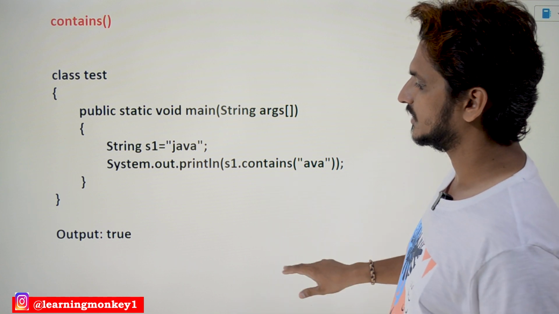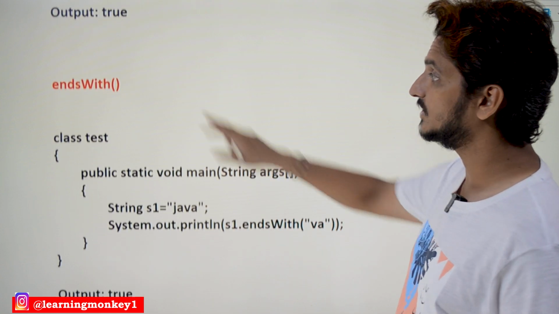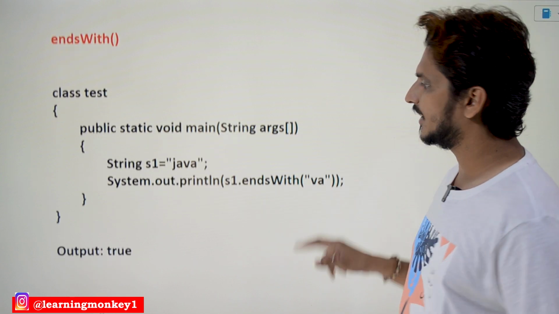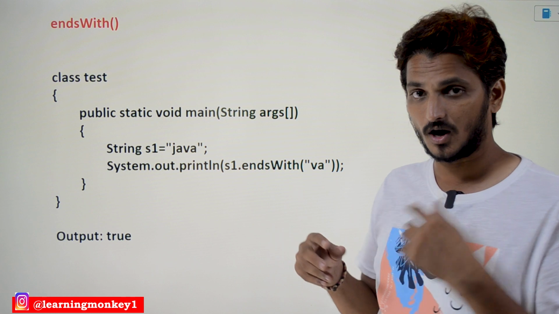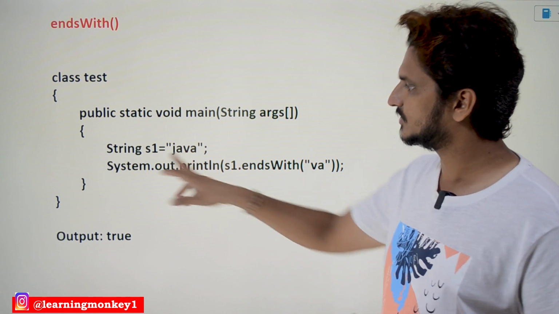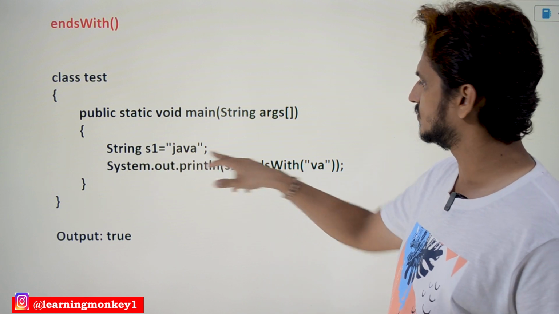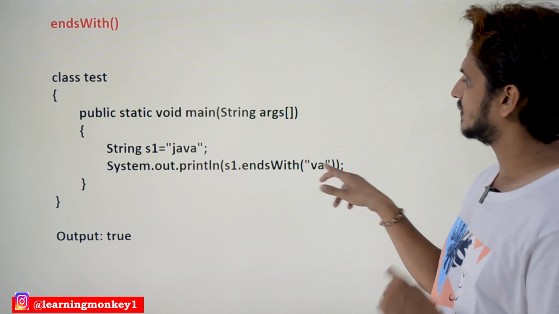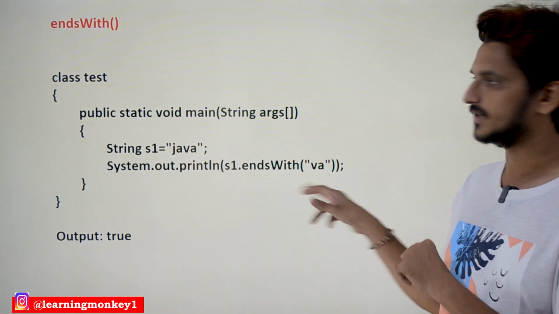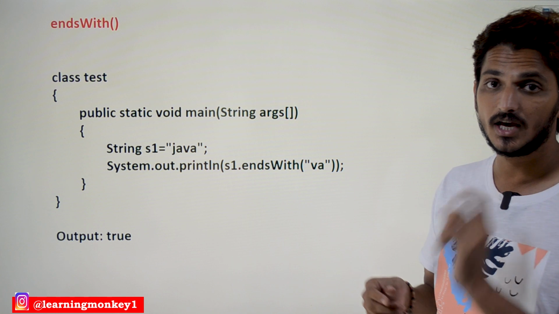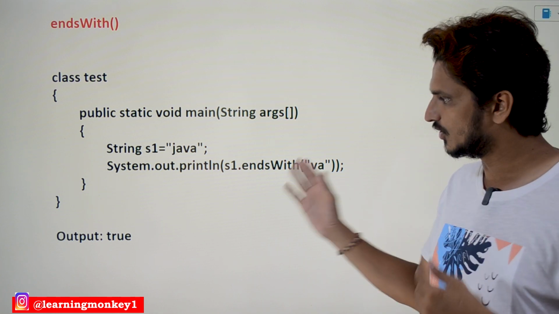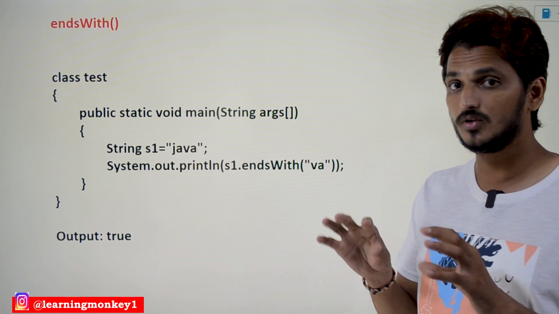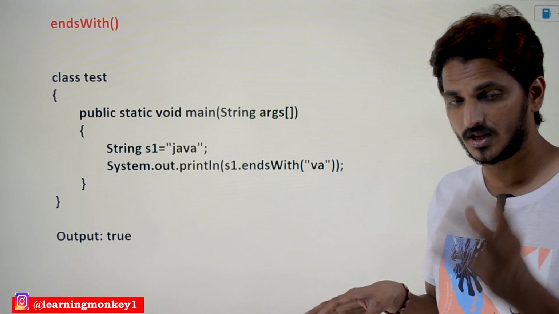So that is how we use it. In the same way, endsWith is going to check at the end of the string. Let's take the example, s1 is equal to Java, so s1.endsWith of VA. The string Java ends with VA or not, it is going to check. If it ends with VA, it is going to return true. If it does not end with VA, it returns false.